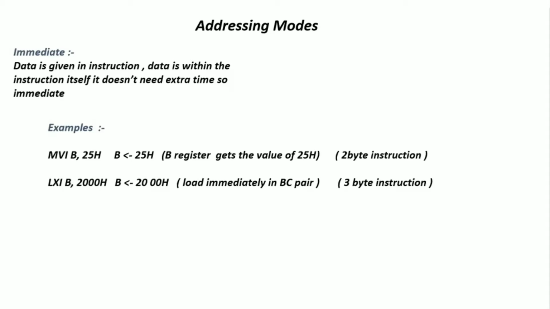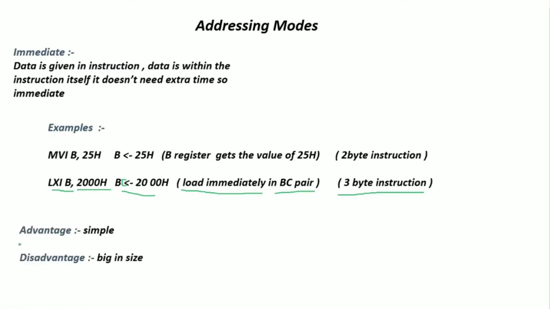Moving on. Let me use my pen here. Here you can see that X is present, so we are getting the BC pair, and the 2000H value is being stored in the BC pair. Here C will come, BC pair. We are just loading the value into the BC pair. It is a 3-byte instruction. So let's move forward now.